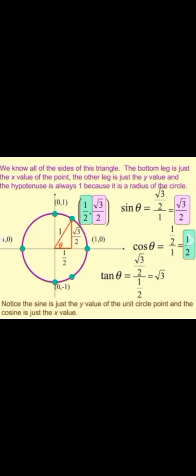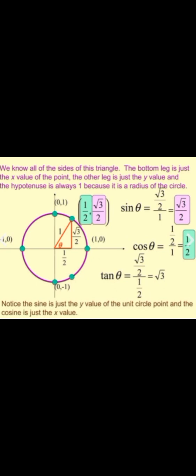The circular functions are: sin s is equal to y, cosine s is equal to x, tan s is equal to y over x, where x is not equal to 0, cosecant s is equal to 1 over y, where y is not equal to 0, secant s is equal to 1 over x, where x is not equal to 0, cotangent s is equal to x over y, and y is not equal to 0.